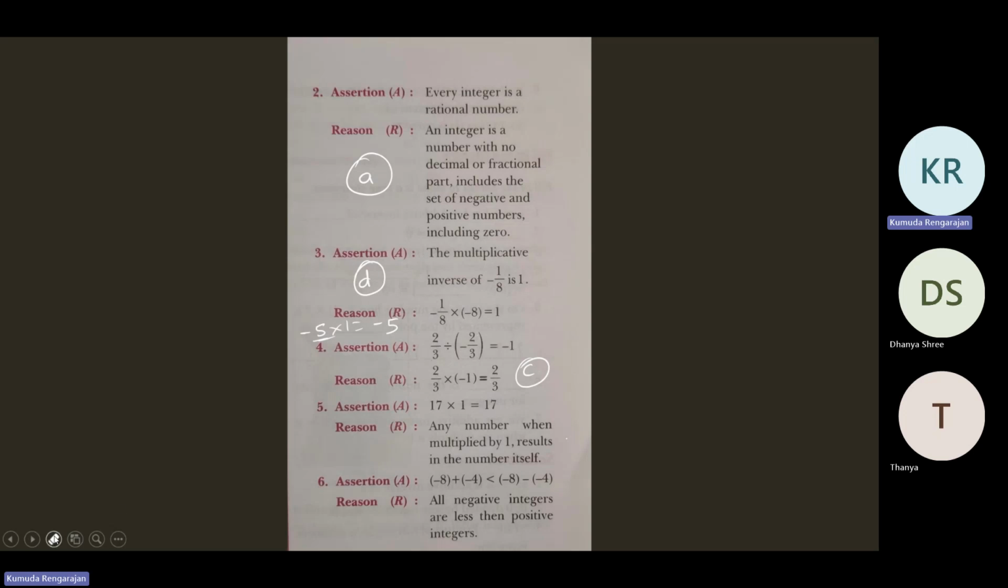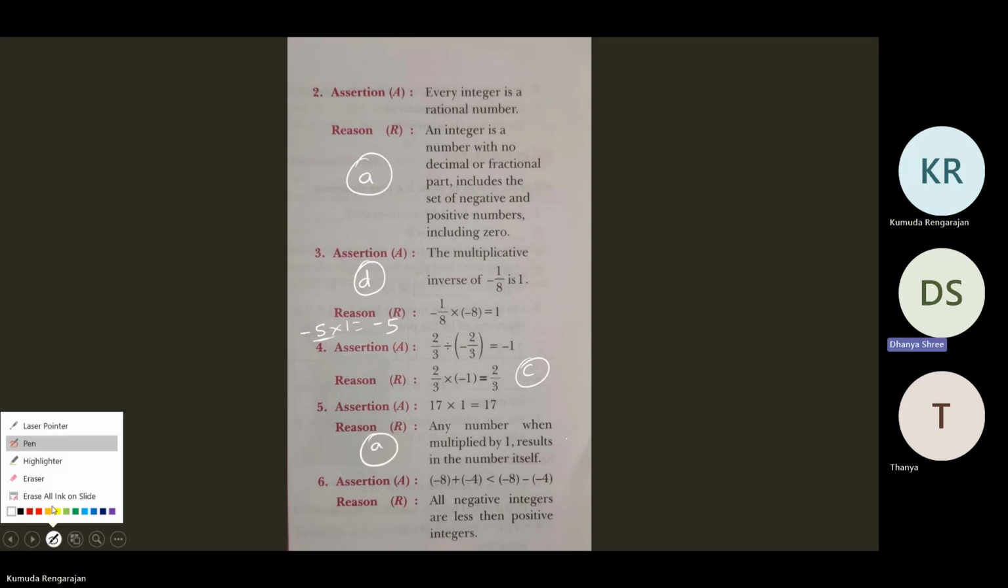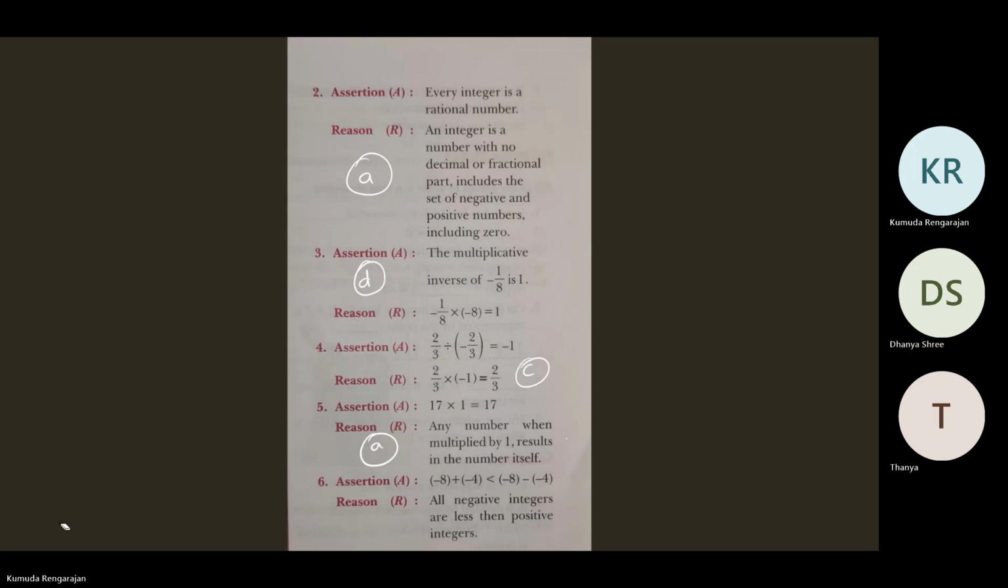Next, Danya. Ma'am, option A, ma'am. Let me work this. -12 is less than -4. This is true. All negative integers are less than positive integers.